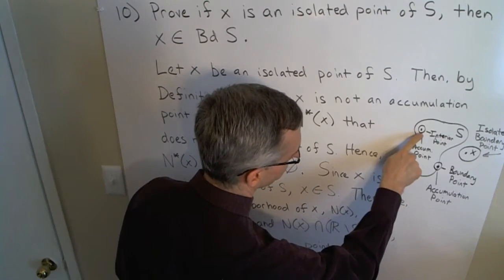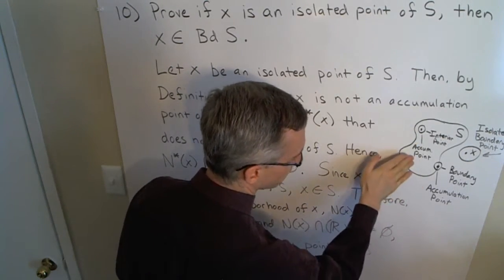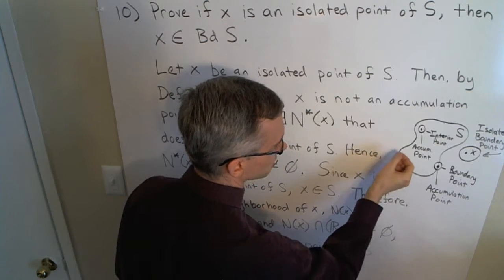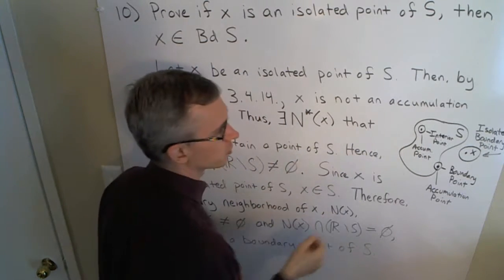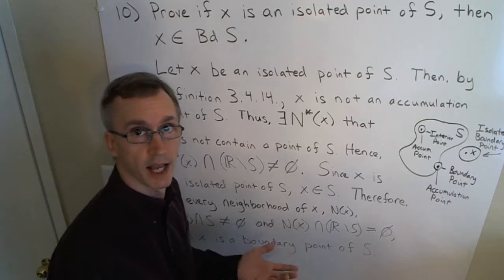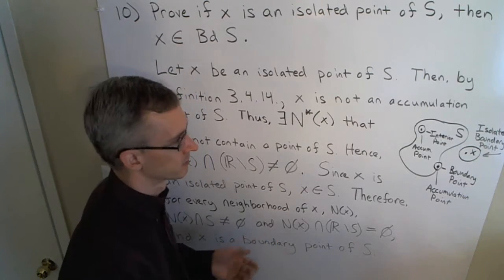We have an interior point, which is also an accumulation point, because any neighborhood that is drawn around that point contains another point of S.